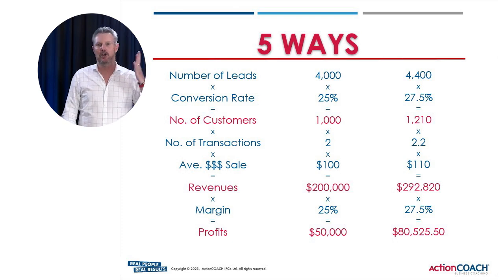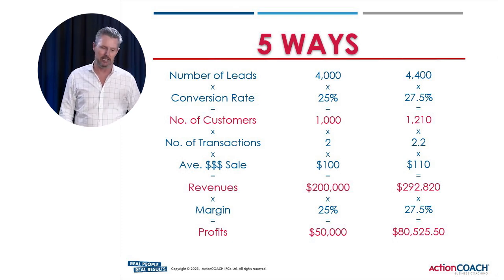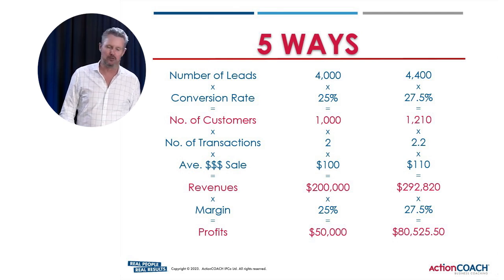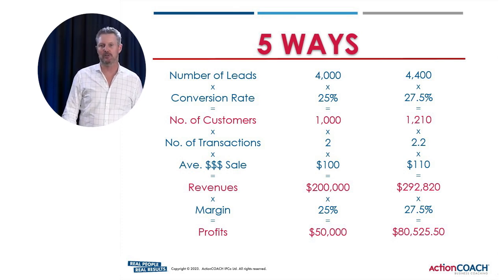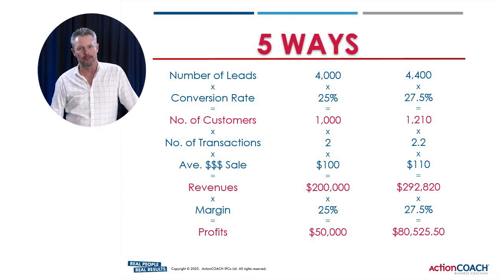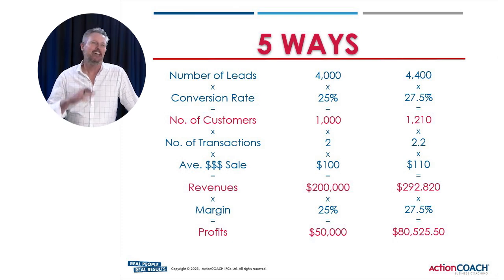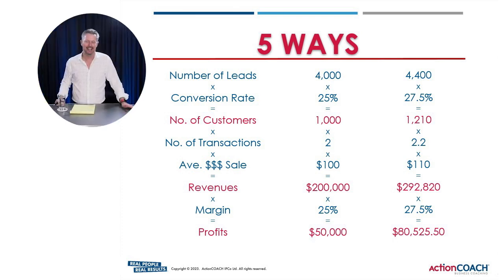So we go for 1,210 customers. We get the repeat business rate, and we say, okay, all of a sudden we've got our repeat business from 2 to 2.2 on average. We get our average sale from 100 to 110 on average. So now what we've done is we've increased revenues by 10%, haven't we? No, we have not. In fact, 292,820, that is a 46% increase. Remember, it's 10% times 10% times 10% times 10%.